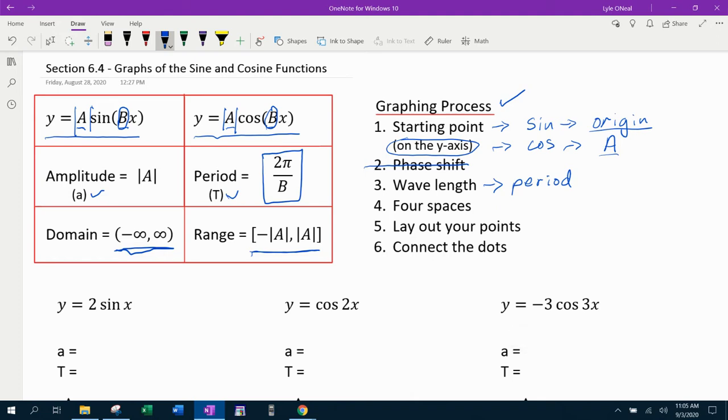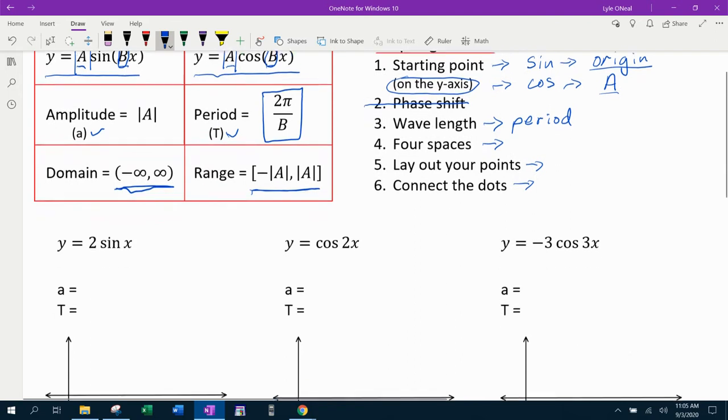One period. Step number 4 is spaces, and that means what it says. It means from start to finish, you have to have 4 equal spaces. And the reason for that is because when you lay out your spaces, the hash marks are where your points go. So then you can lay out your points, and step number 6 would be connect the dots. Now that is the process. What we're going to do now is demonstrate all of this that I've talked about, and we're going to do it through 3 examples, okay?